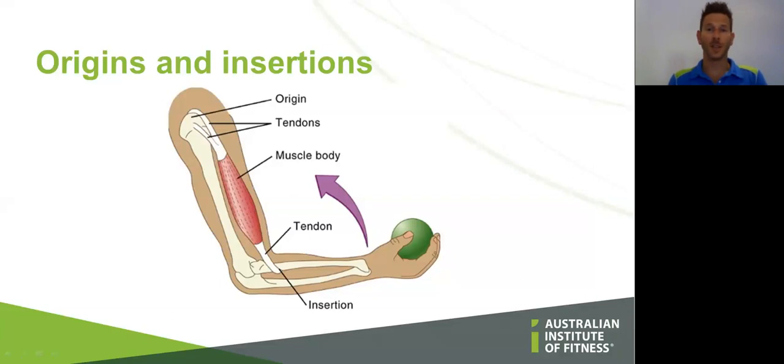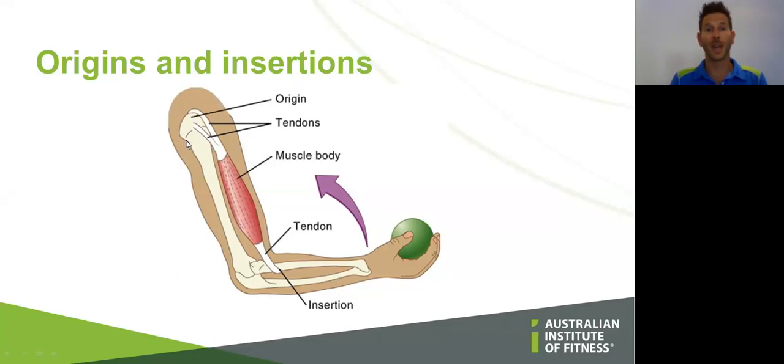Origins and insertions are where two points of the muscle either originate or insert into bones. The origin of a muscle is generally more proximal, on a still part, something that doesn't move, whereas the insertion of the muscle will be more distal and on the moving part of a bone. So let's take this bicep for example.